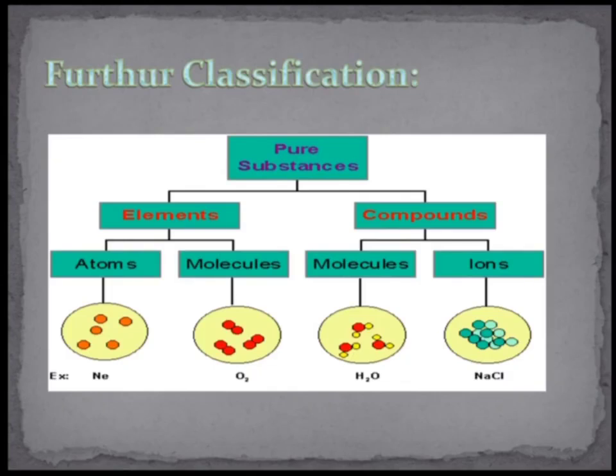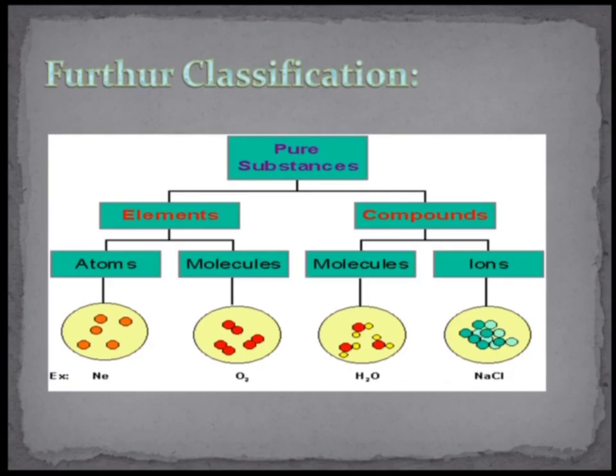In the earlier slide, we saw that matter is divided into two types: pure substance and mixture. And the pure substance is again divided into two types: elements and compounds. In this slide, we are going to see the types of elements and compounds. The element is further divided into atoms and molecules, and the compound is divided into two types: molecules and ions.